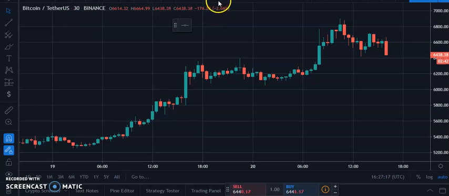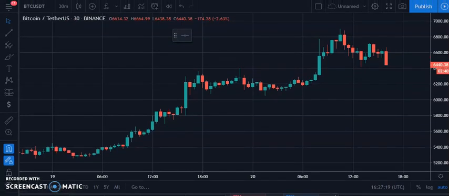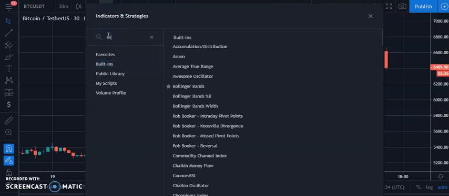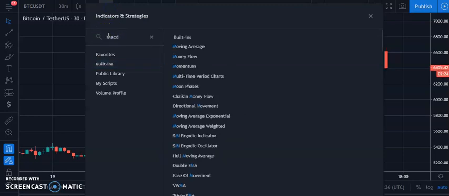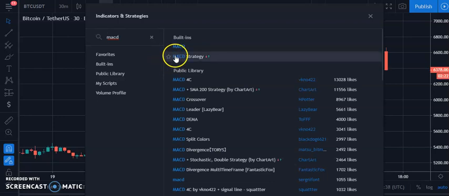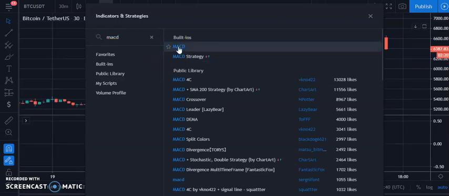All right, we've already set the coin we want to analyze. Actually, we are analyzing BTC USDT. So that's the coin we are analyzing, and the time frame we are using is 30 minutes. Quickly, we go to MACD. Search for MACD. Here it is. Click on it.